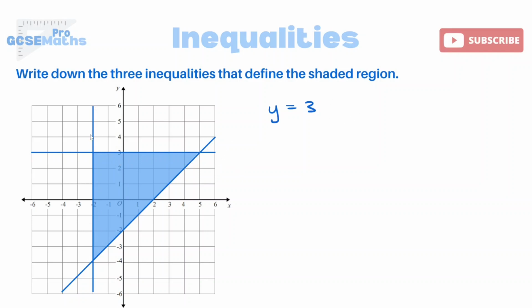Then we've also got a vertical one. So again, don't get mixed up and think it's y. It's actually at -2 on the x, isn't it? The whole way along this line is -2 on the x-axis. So as a line, that's x equals -2.